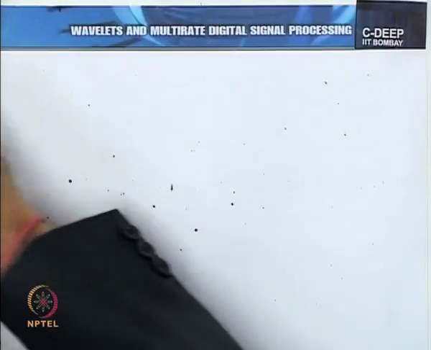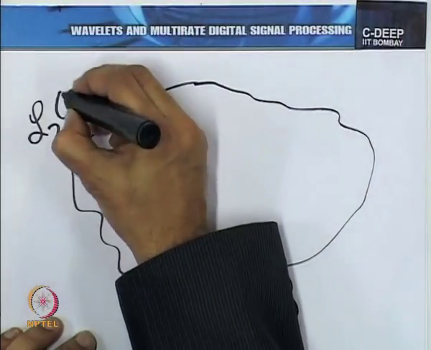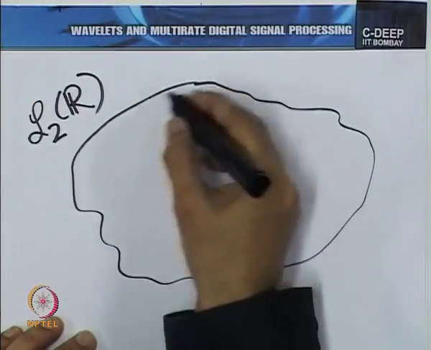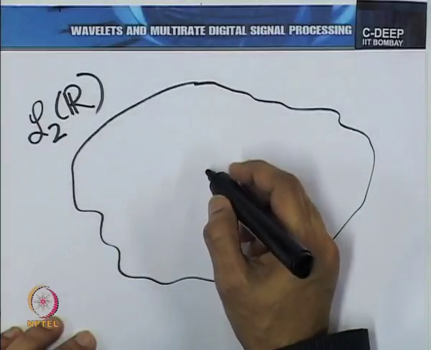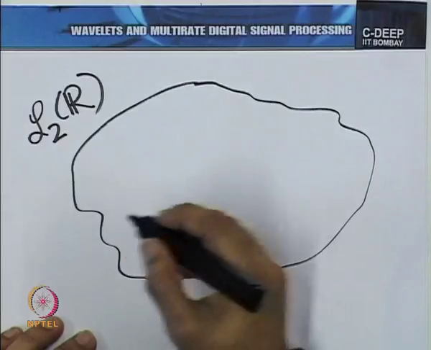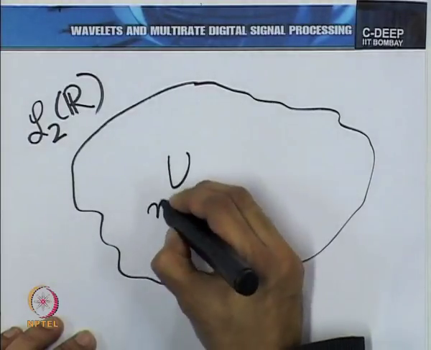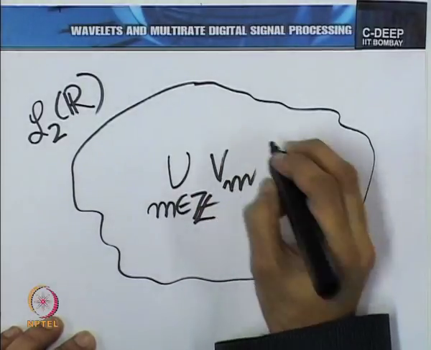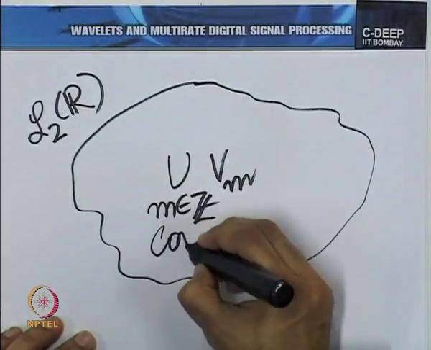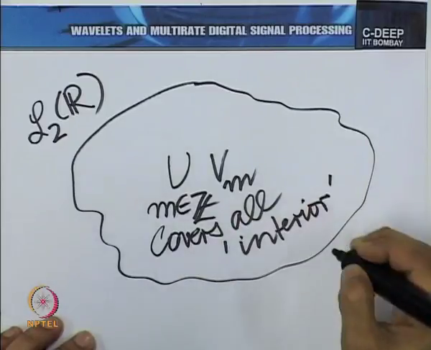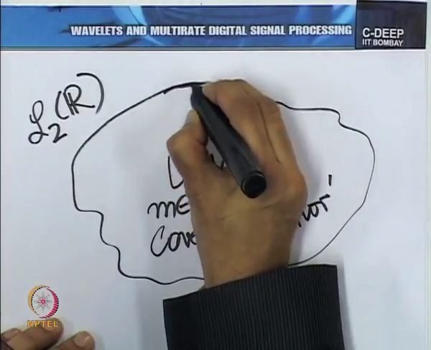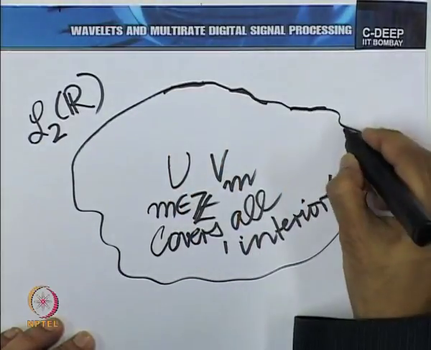Suppose you were to visualize L to R to be like an object with a boundary. So, suppose this were L to R, just notionally, and this is the boundary of L to R, so to speak. So, it is a space. Now, what we are saying is, as we go in union, that is union over all integers m of V m, it would cover all the inside, all the interior. But then it might leave out some peripheral things on the boundary. So, it may also cover some part of the boundary.